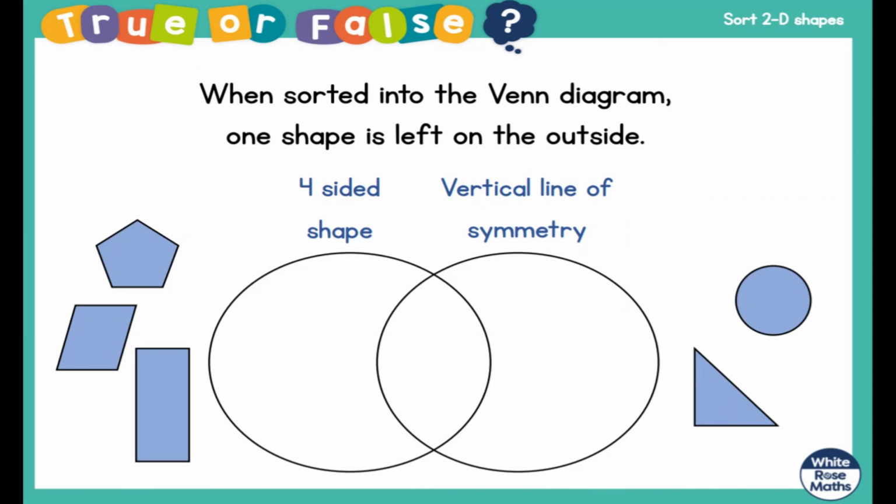So our challenge for true or false today is looking at a Venn diagram. A Venn diagram is 2 circles that do overlap. So one side we've got 4-sided shape, the other side we have vertical line of symmetry. If a shape has both, then it goes where the 2 circles combine, and if it doesn't go in either, it stays on that outside. So when sorted into the Venn diagram, one shape is left on the outside. So sort the shapes into the Venn diagram, see if one is left outside, and explain why it is if there is one left.